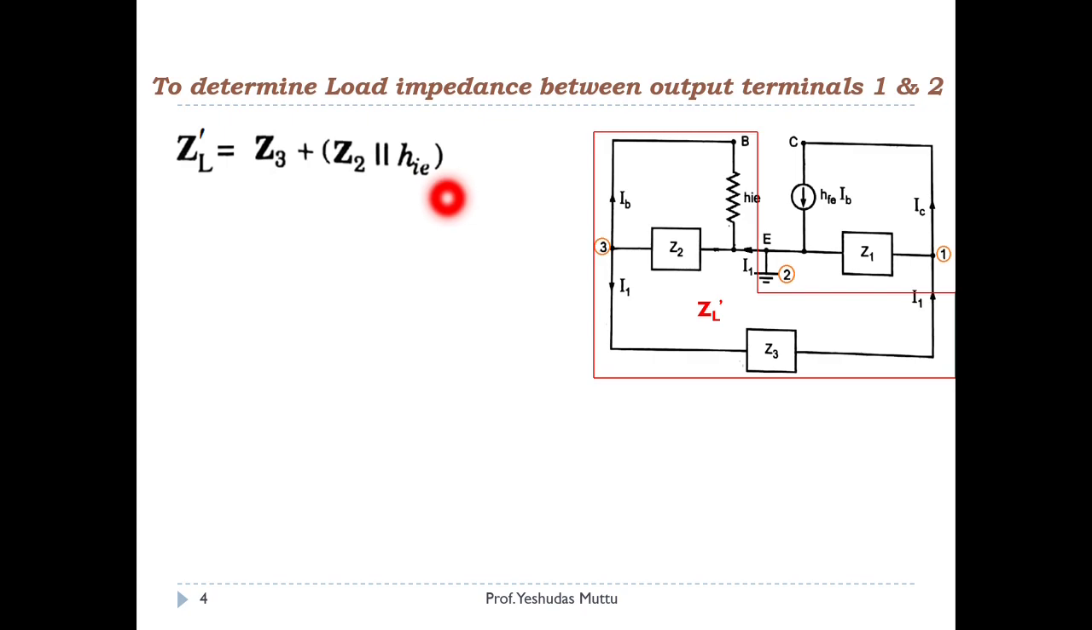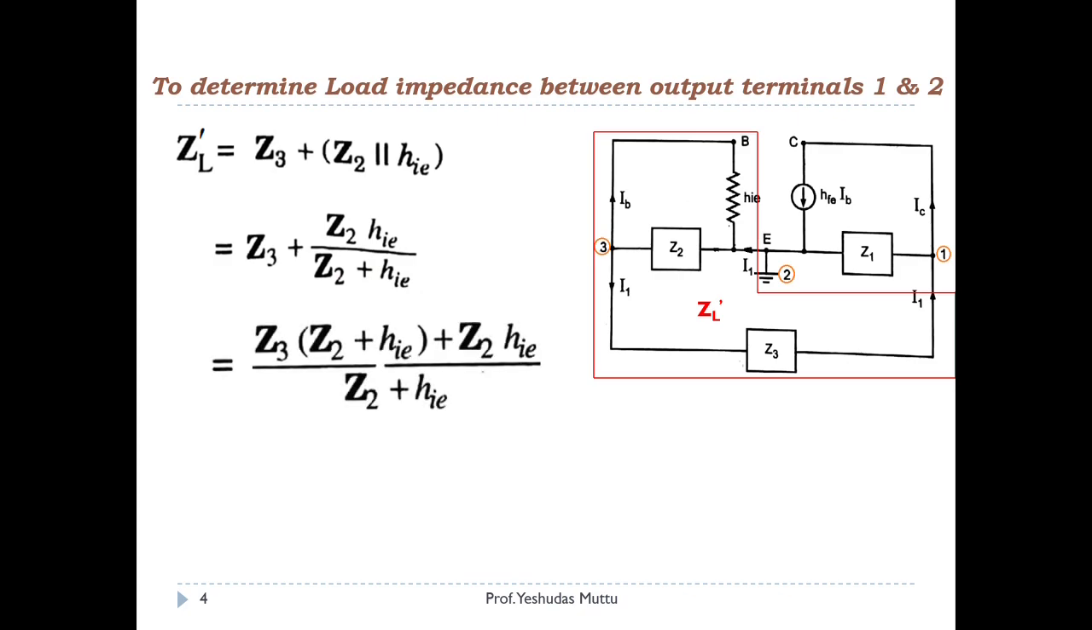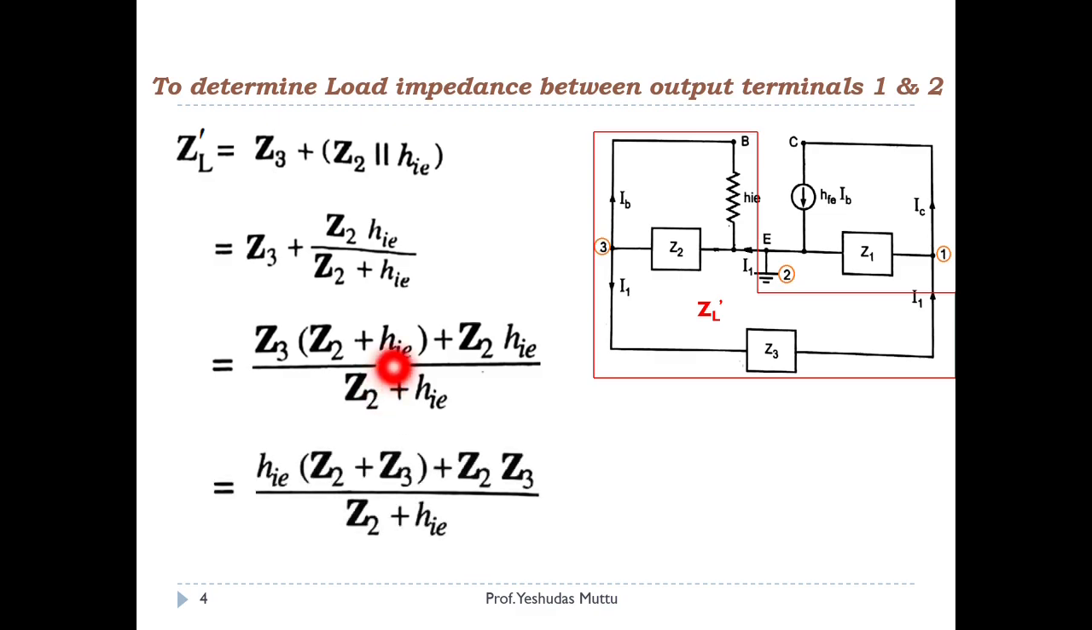Z2 parallel HI I can solve as Z2 into HI upon Z2 plus HI. Now cross multiply this, so you're going to get something over here. Solve this further, get HI terms together, and I'm going to get this. This is my ZL dash. I hope this is clear to you all.